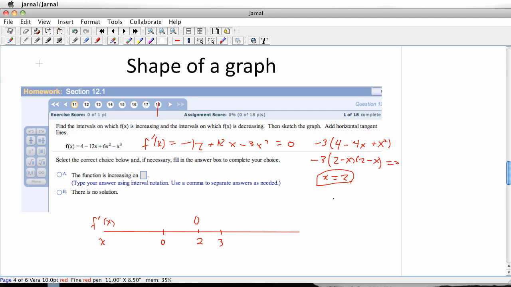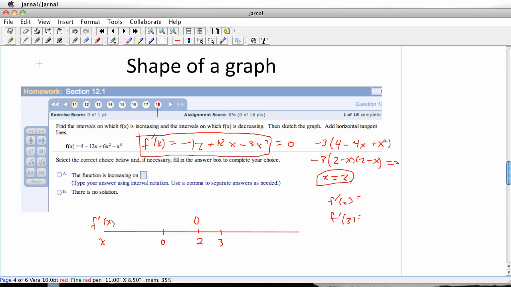For each of those, I'm going to figure out what f prime is: f prime of 0 and f prime of 3. Because I want to know not what the values are, but what the slope is. Is it a positive slope or a negative slope at x equals 0 and x equals 3? To get those, you come all the way back to your f prime formula. If you want to use the factored form, that's fine.